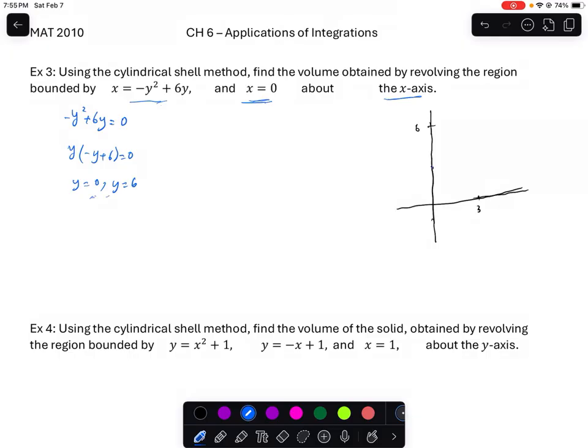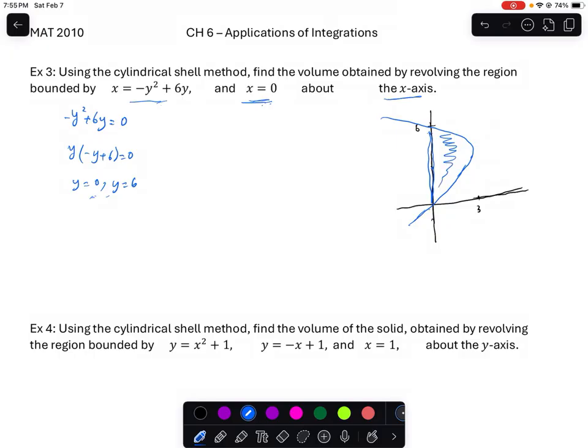So I'm trying to graph the function now. It's a parabola, and because y square has a negative sign, it is open left. And when y is equal to 3, the value for x is also coming out to be 3. So this will be a parabola, something like this. So we have this, and then x is equal to 0 means the y-axis. So this side. So the region is this one.